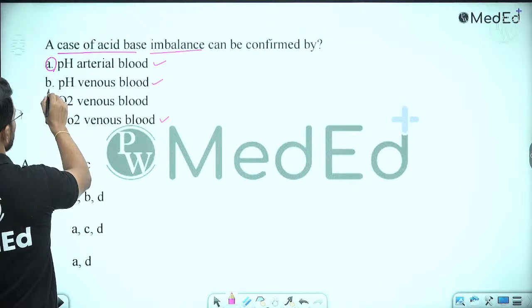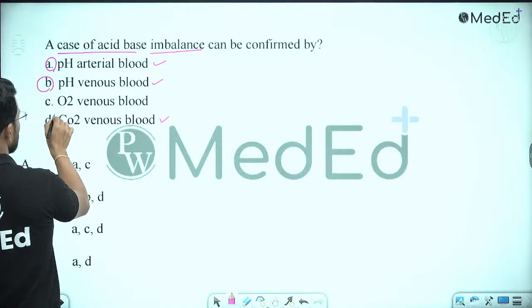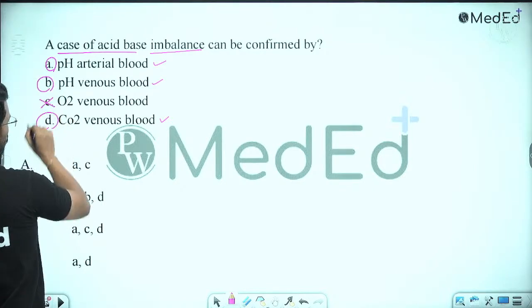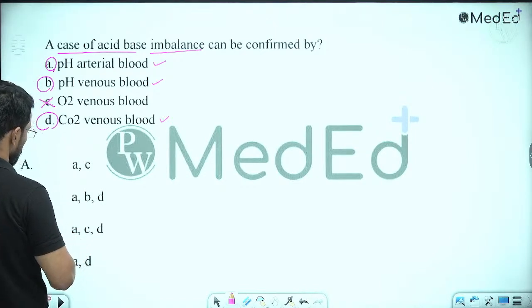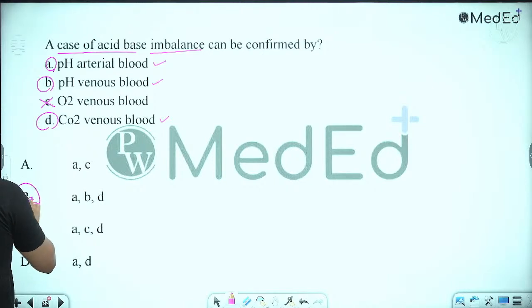Then venous blood pH can also help me. Venous blood CO2 can also help me. There is no role of the O2. So what should be my answer? A, B, D. Option B would be the answer here.